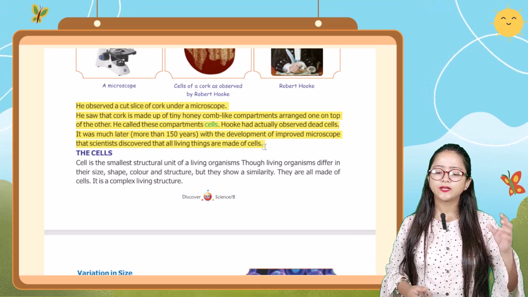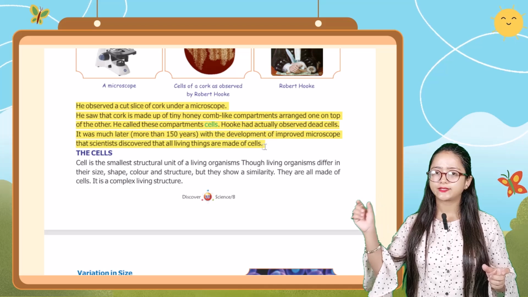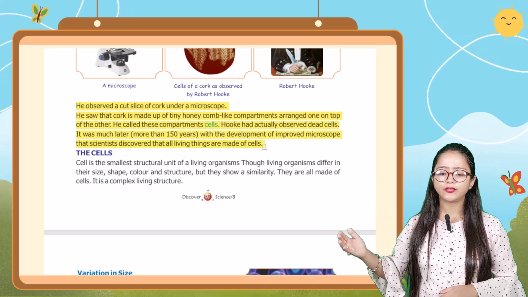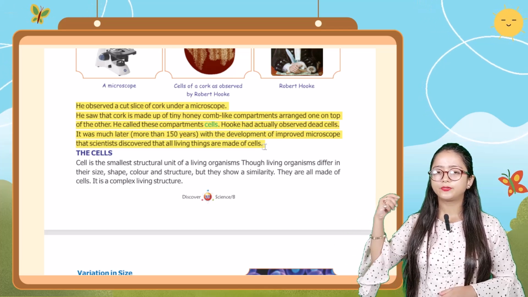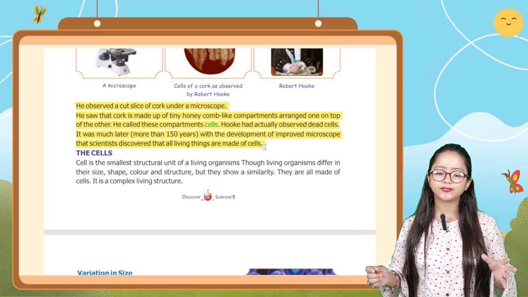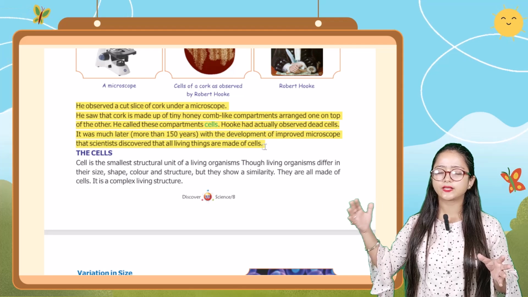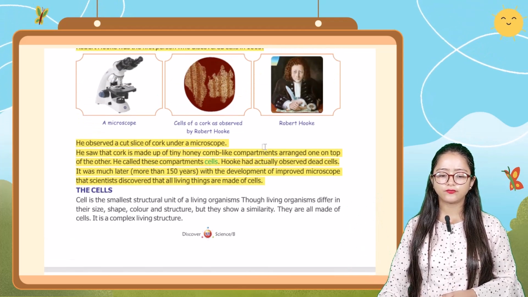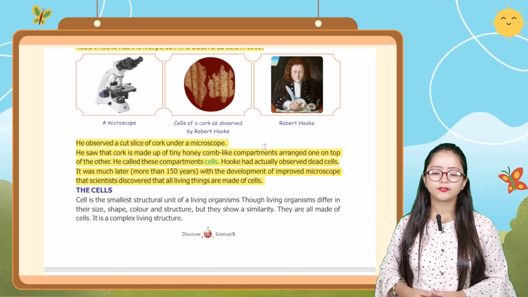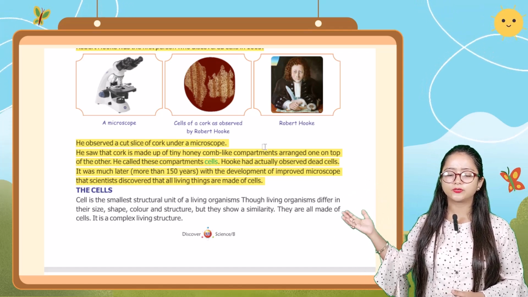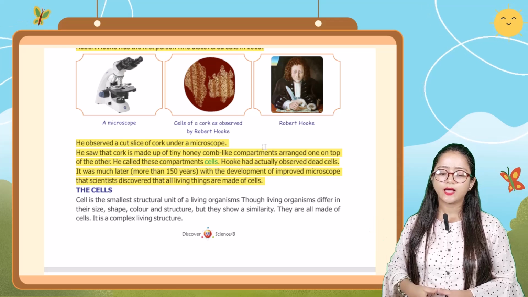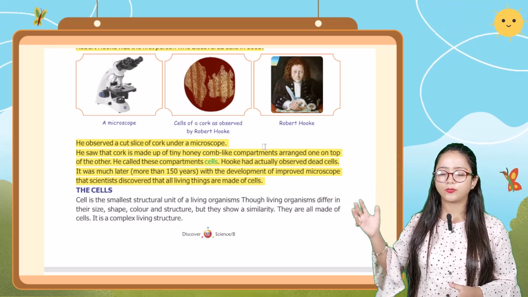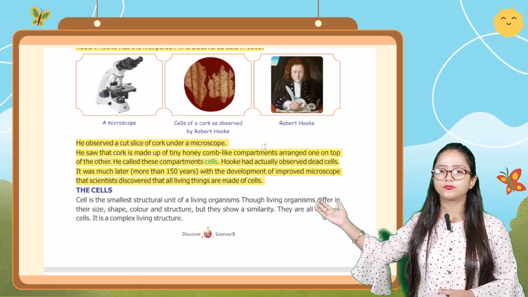Hooke had actually observed dead cells. It was much later, more than 150 years, with the development of improved microscopes, that scientists discovered that all living things are made of cells. Here you can see the image of a microscope under which Robert Hooke studied the cell. And here you can see the cells of a cork observed by Robert Hooke, and the image of Robert Hooke.